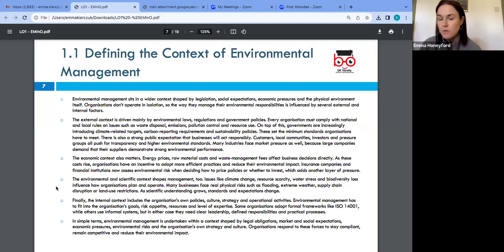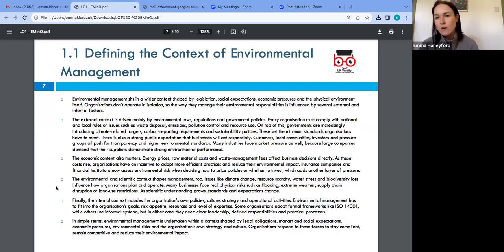We do see there's the will and there's the want now for suppliers to be performing better and protecting the environment. And I think that's really positive. And then you've got the economic context as well. So the energy prices, raw material costs, and waste management fees affect businesses.